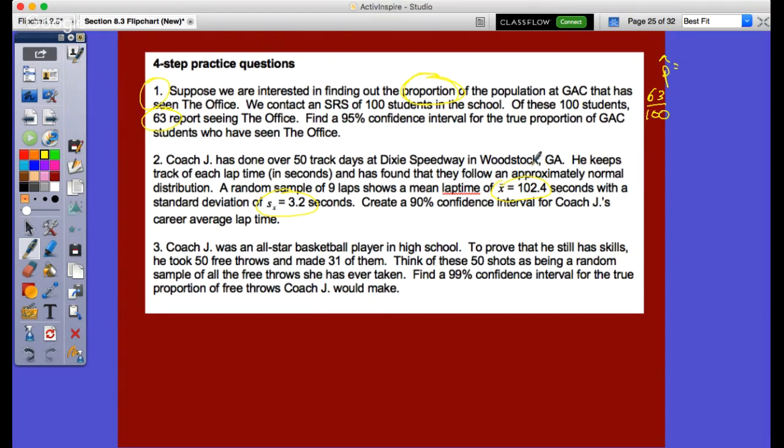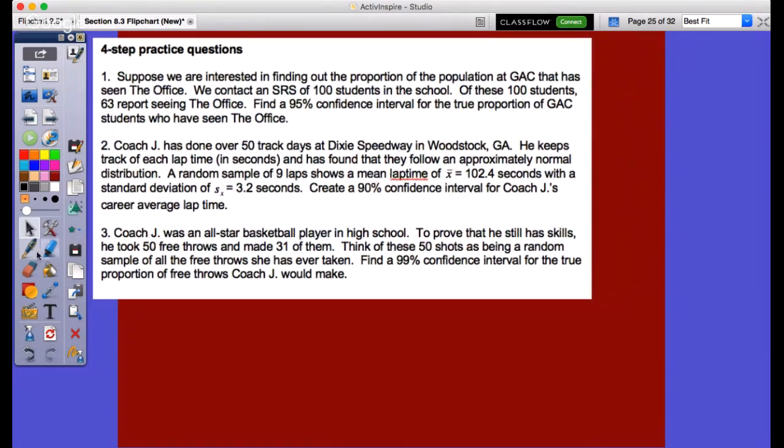First off, it shows a mean. We're in mean world. So when we do SPDC, we know that we're going straight into mean world. Why, you may say? Everybody say it. Because it says mean. Got me? Now, sometimes it doesn't say that. Sometimes you have hints like x bar, or something that says we contact an SRS of 100. Of those 100, 63 of the 100. That's a proportion, right? And so on and so forth.